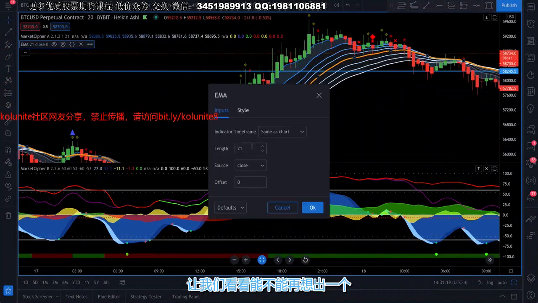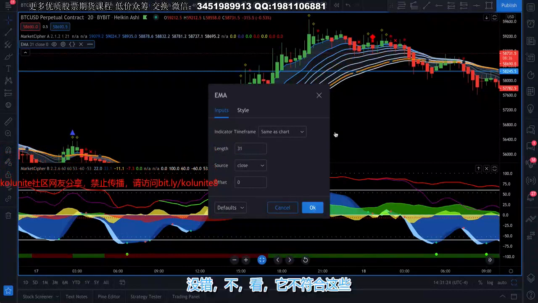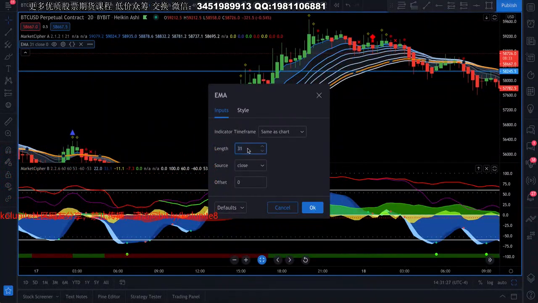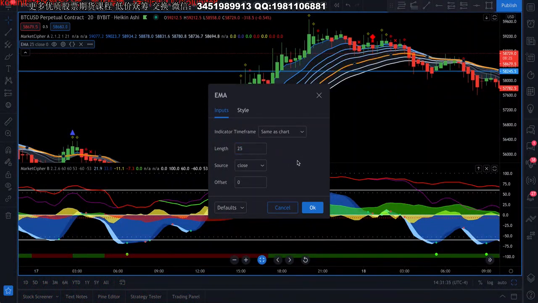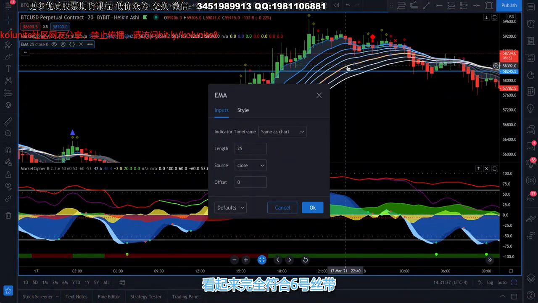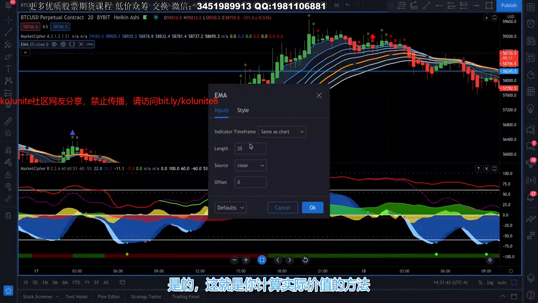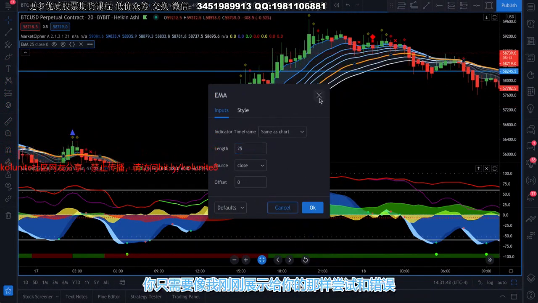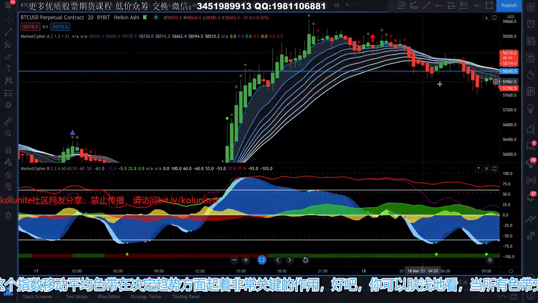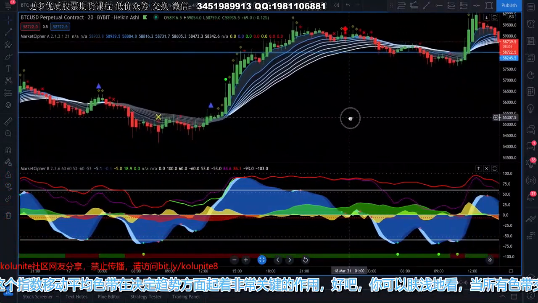Let's see if we can figure out another one. Let's see if there's a 31, right? Nope, see, look, it doesn't correspond to any of those. Try 23, doesn't correspond to any of them, right? Try 25, look, perfectly corresponds with ribbon number 6. I think that's 6. Yep, so that's how you're going to figure out the actual value, the actual length of each exponential moving average. You're going to just have to trial and error it like what I just showed you here. Now, this exponential moving average ribbon plays a very key role in determining trends, okay?